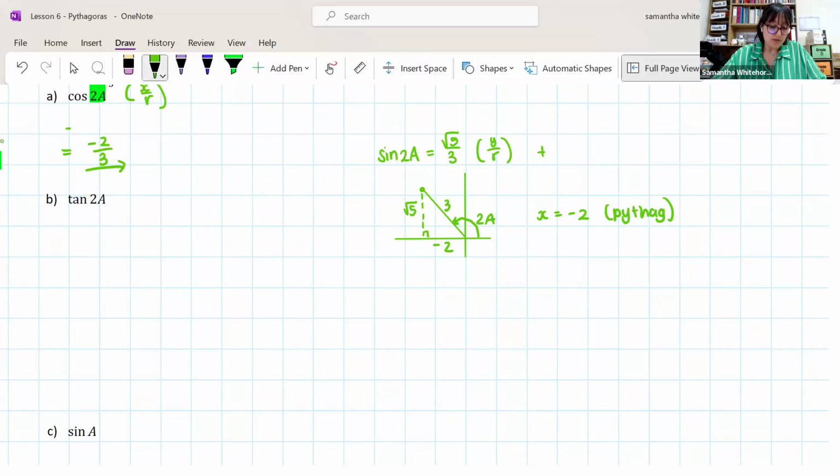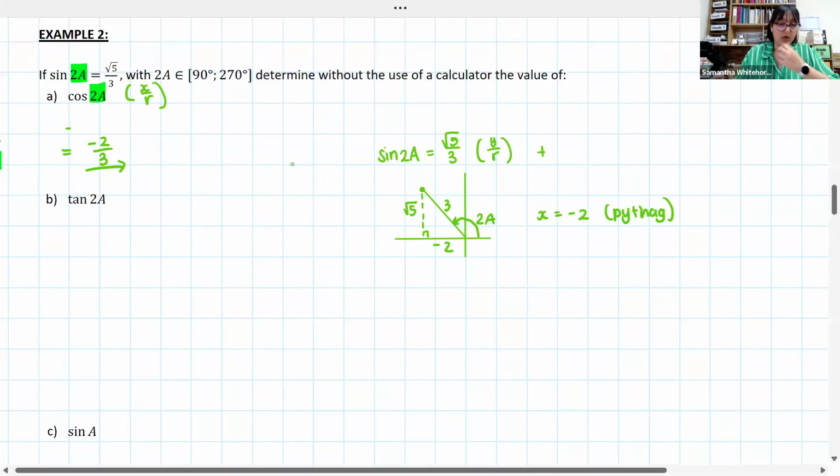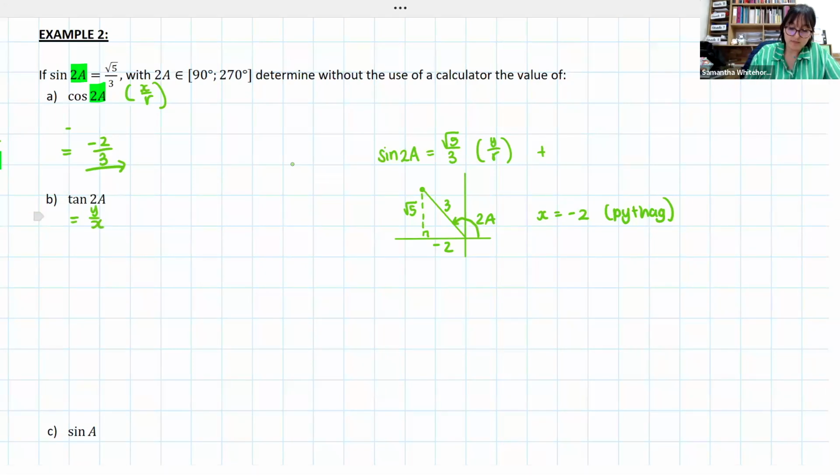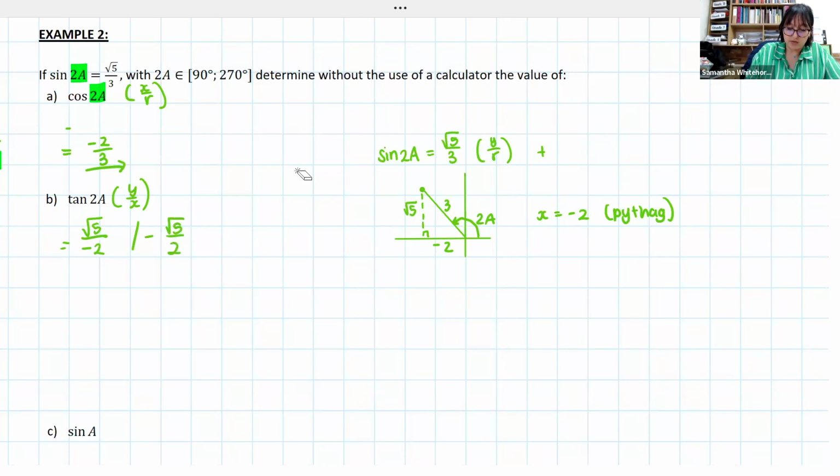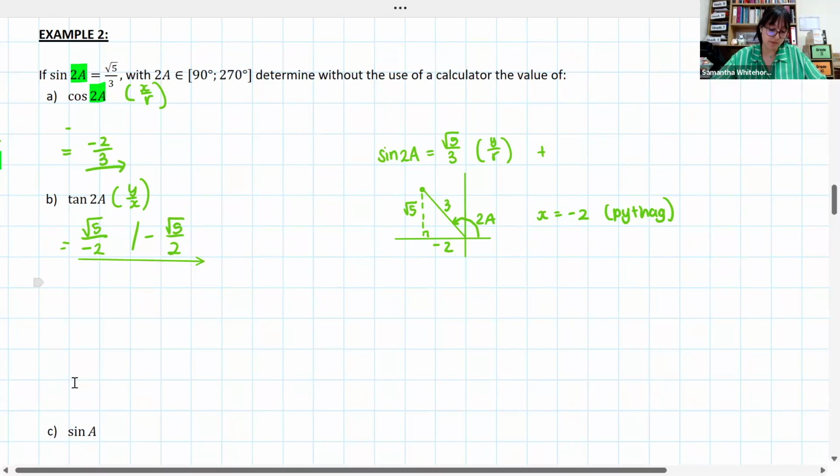So the same thing is going to apply now in question B. Question B, I want tan of 2A. Remember, tan is y over x. That's all I need to do. I read off y, which we know is root 5, over x, which is negative 2. Obviously, you can write this as negative root 5 over 2 if you want. But that's all we need to do here. Nothing else, and it's again because those angles match up.